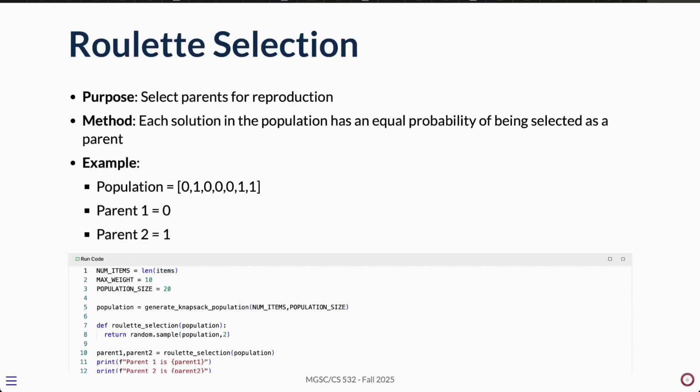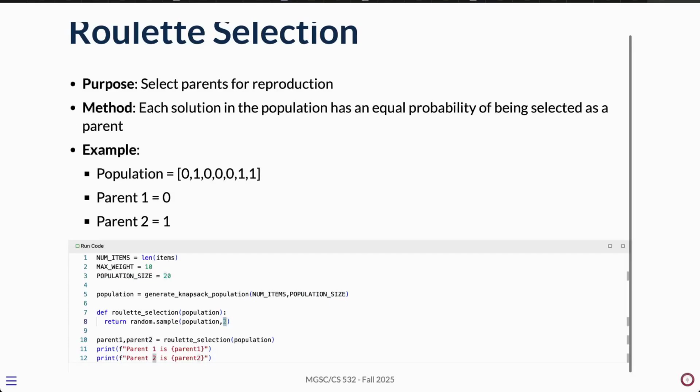Let's start with the simplest selection method, which is roulette selection. In this selection method, each solution in the population has an equal probability of being selected as a parent, regardless of its fitness. This is essentially a random selection. We randomly choose two solutions from the population to serve as parents, and every solution has the same chance of being chosen. So, from our population of 20 solutions, we randomly select two right here without replacement from the population. So, let's run that code.